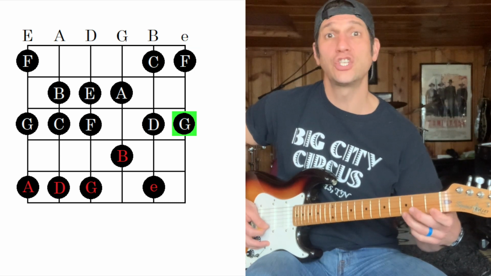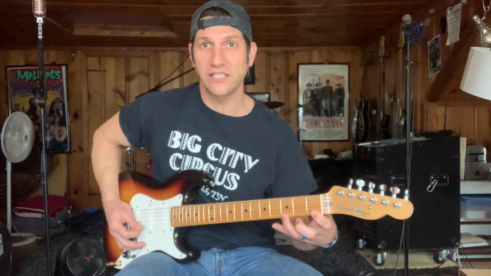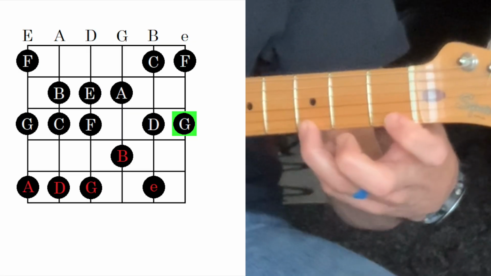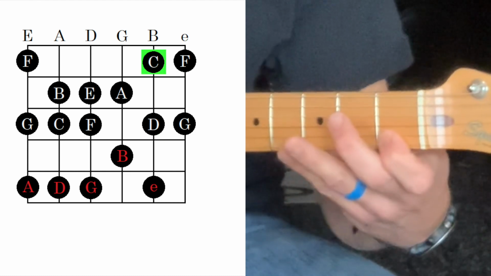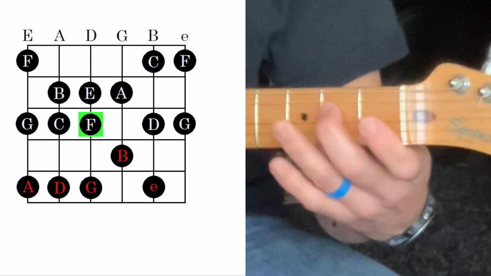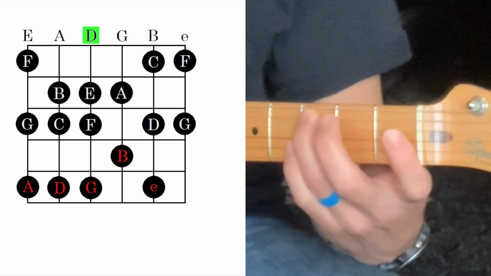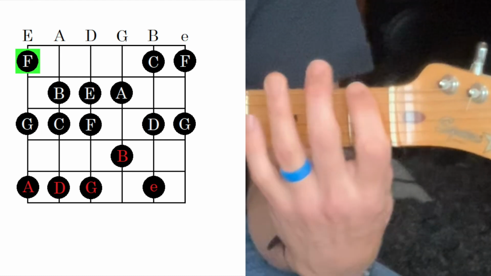F, G. Just like in our 4-finger exercises, you can play that backwards. G, F, E, D, C, B, A, G, F, E, D, C, B, A, G, F, E. Almost forgot what the G was called there for a moment. So play through those and learn those natural notes.